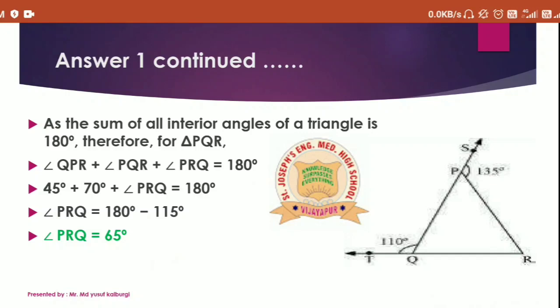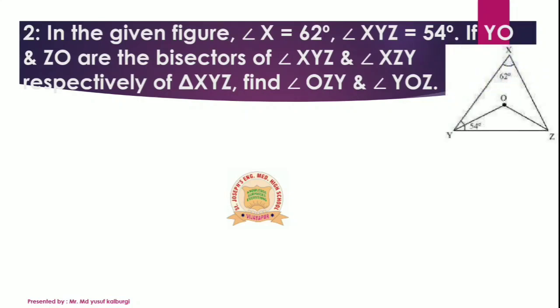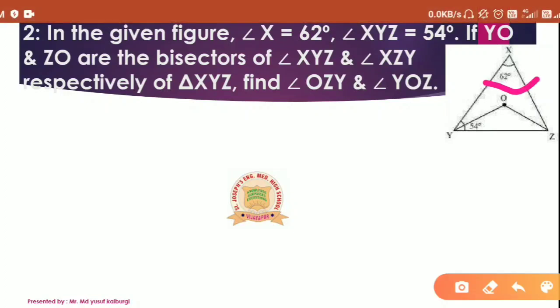What does the next question say? In the given figure, now what is the given figure here? Let us see the figure. Okay, so this is the figure we have got. Angle X is equal to 62 degrees. This angle they have given. And one more, angle XYZ is equal to 54 degrees. This angle is equal to 54 degrees.